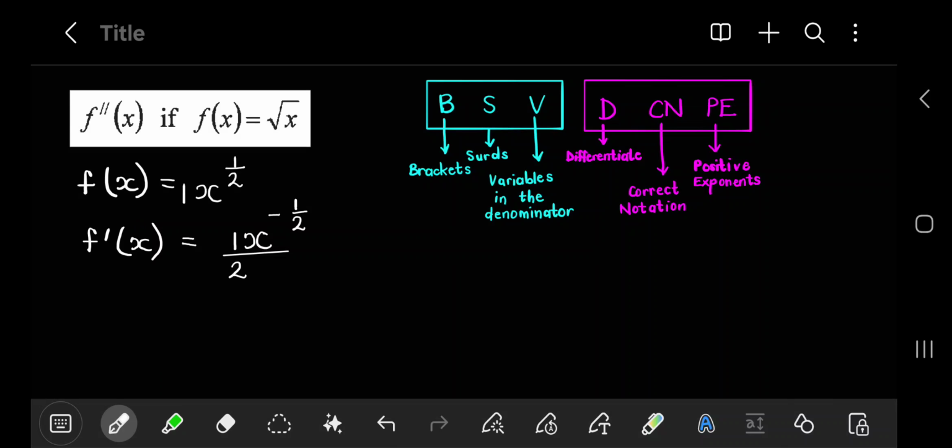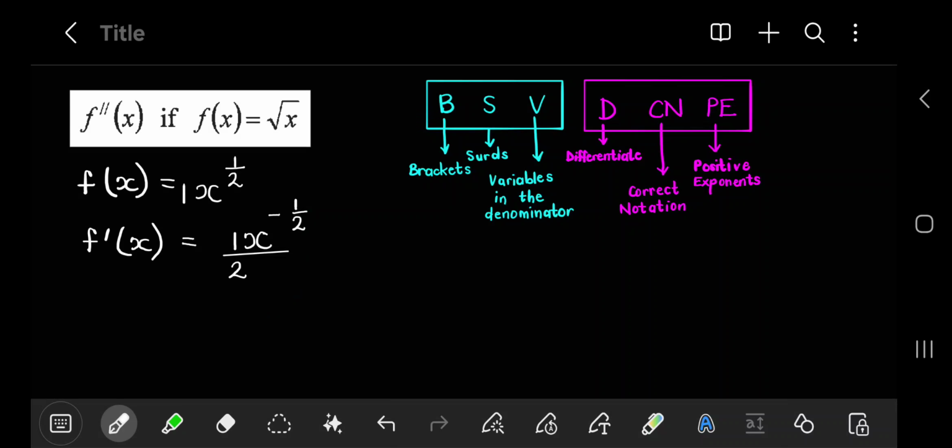Now here's the thing. If the question asked me for f prime x, then I would get the positive exponent because that would be my final answer. But since we are not done, since we still need to get f double prime, we need to get the second derivative. I'm not going to complete this and make it a positive exponent because I would have to move it to the top again.